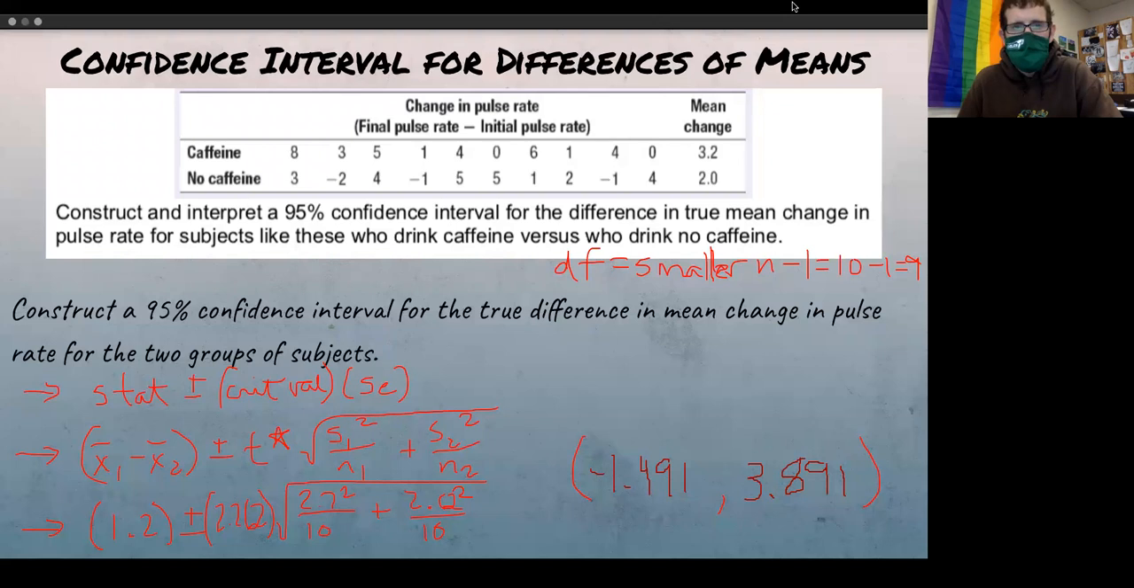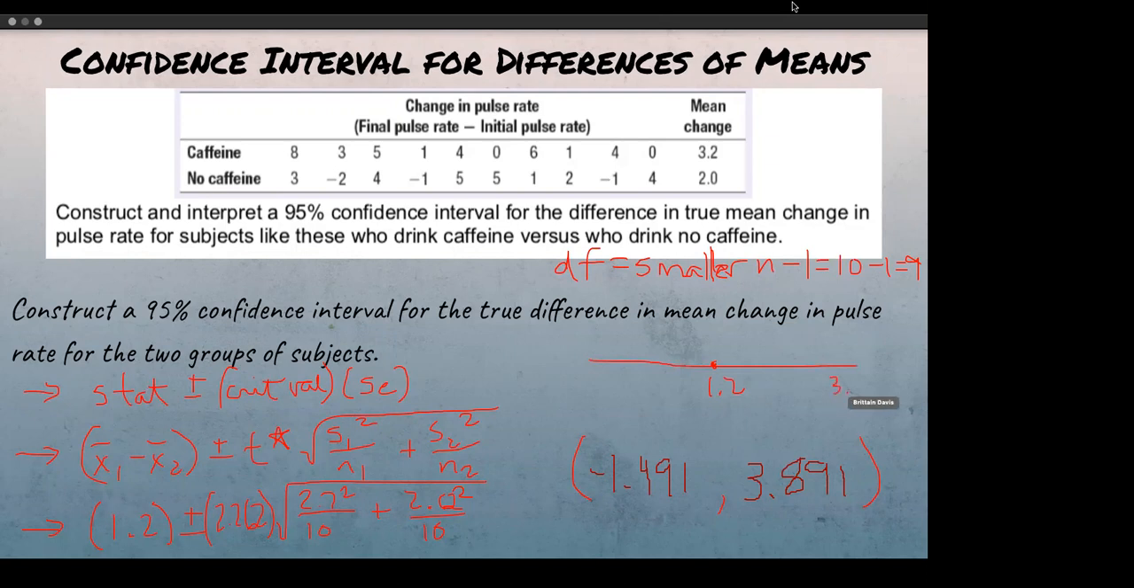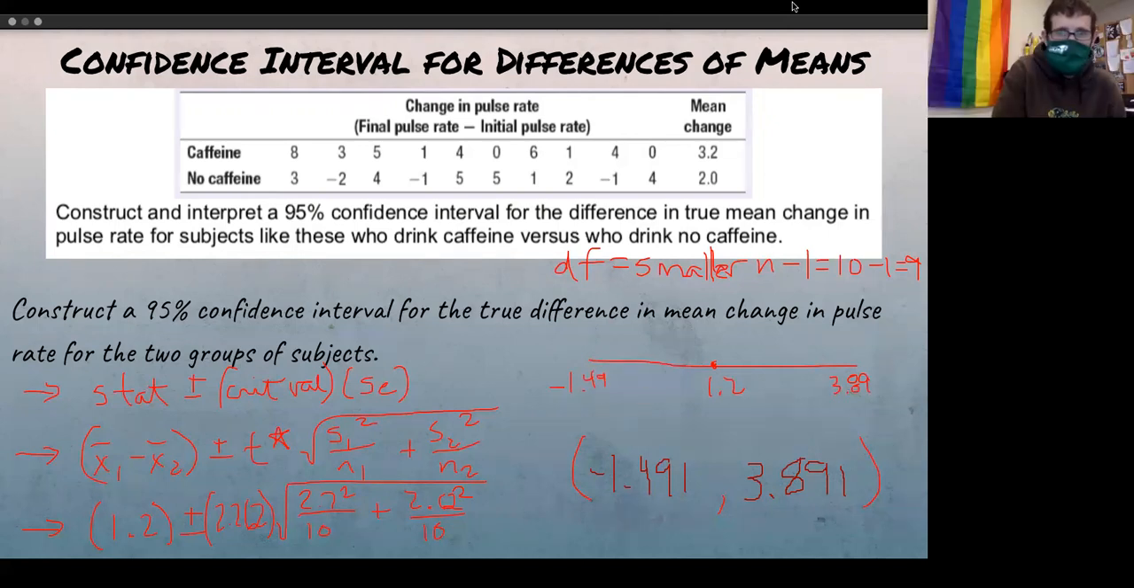Okay, so what does this mean to you when you see this confidence interval going from negative 1.49 to 3.891? We can't conclude that caffeine makes us have a higher change in pulse. That seems like a fair assumption to me. That would be a fair conclusion.